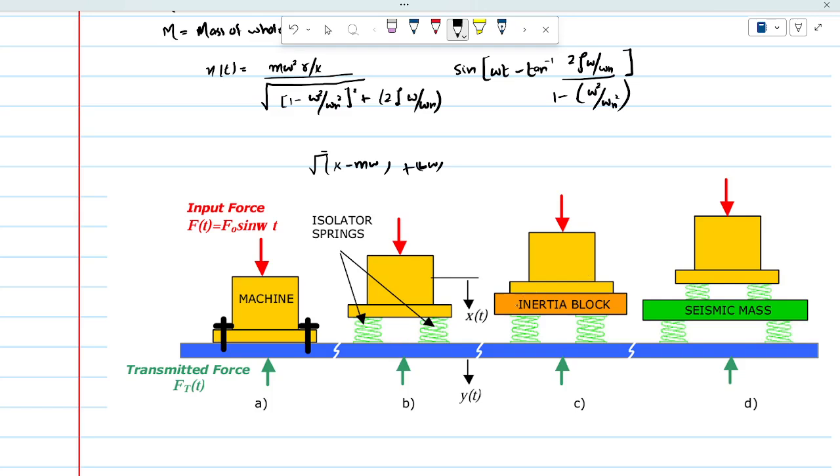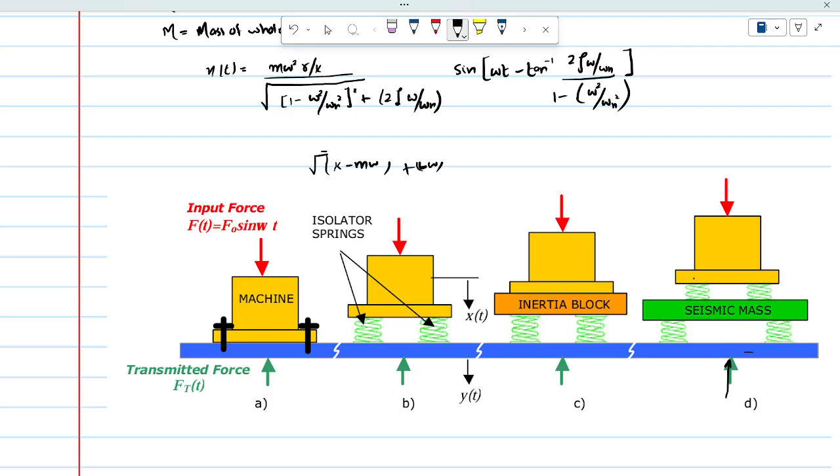or we can add an inertial block as well, just to shift the natural frequency, or we can add a seismic block, like in case a base is moving and we want to isolate and protect our system, like in the case of buildings or, as I mentioned, microscopes. So we add a seismic block between the moving or vibrating base and the instrument, our system.